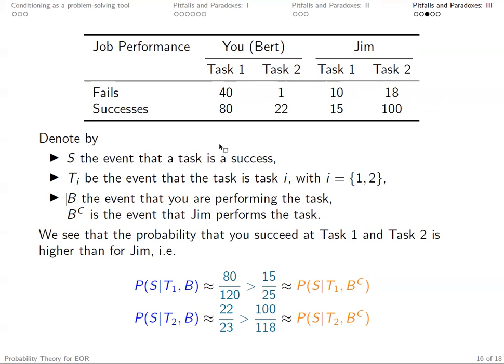If we could use the success rate to approximate the conditional probability, indeed, the conditional probability of S, success, given Bert is doing task 1, is higher than the conditional probability of S given Jim is doing task 1. And the same goes for task 2. So the probability that Bert succeeds at task 1 and task 2 is higher than for Jim.